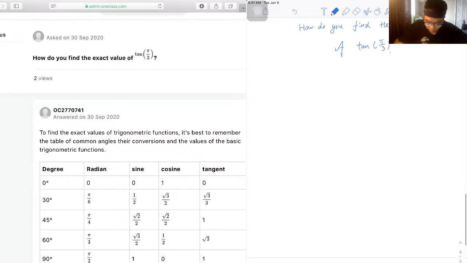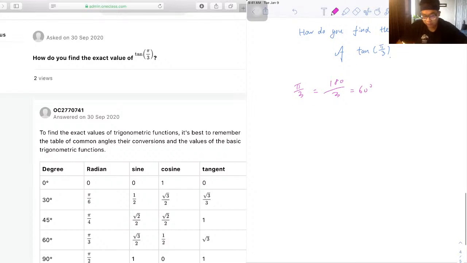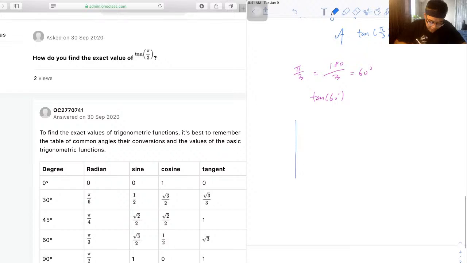Okay, so we know that pi over 3 is the same thing as 180 degrees divided by 3, which is 60 degrees. So we're actually finding the exact value for tangent 60 degrees, right? So let's create a right triangle with 60 degrees. So that's 90, 60, 30.